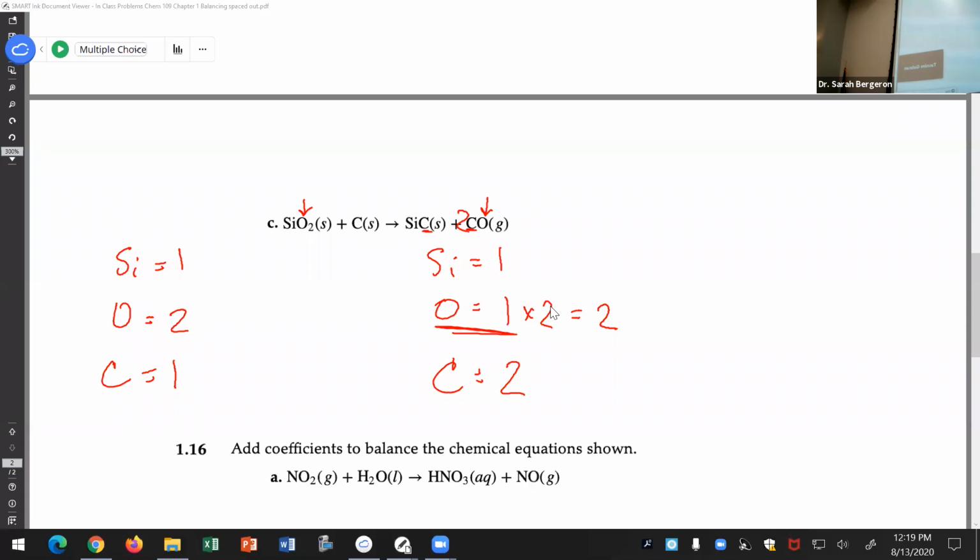And then what? That changed our carbon. Our carbon, now you can't really just multiply here because it's in 2 places. So you have to say 1 plus 2. Now we have 3. So be careful about that. Now what? If I just stick a 3 in front of carbon, it's really nice because it doesn't affect anything else. So now I am good.